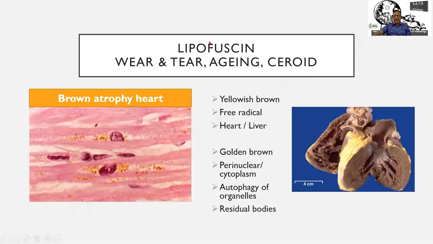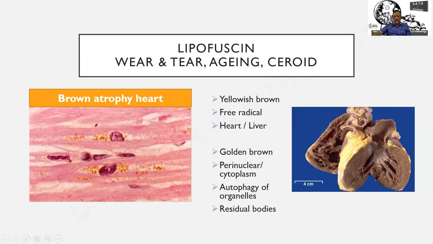Another pigment here is lipofuscin. Lipofuscin can be termed a wear and tear pigment or an aging pigment because it occurs with old age. Whenever we become old, our organs also become old. The cells become old and the organelles become old. So these are being removed and they are phagocytosed by the lysosomal vacuoles and they remain as residual bodies, residual bodies in the cytoplasm.